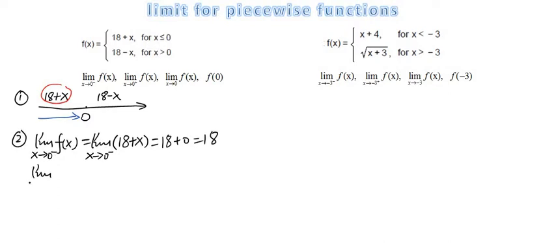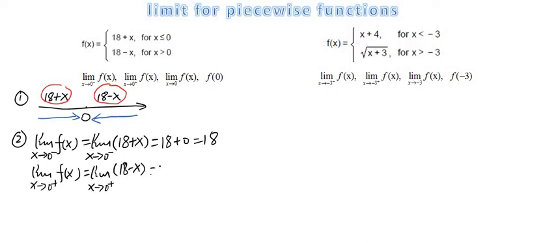Now let's take a look at the limit when x approaches 0 from the right hand side. So we can draw the arrow from the right hand side. It corresponds to the function 18 minus x. So we can plug in 18 minus x. Then we can plug in 18 minus 0 equals 18.